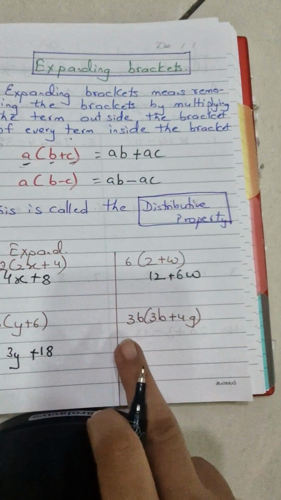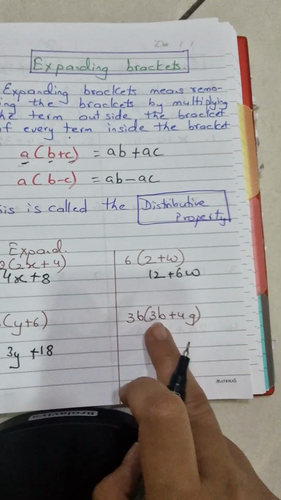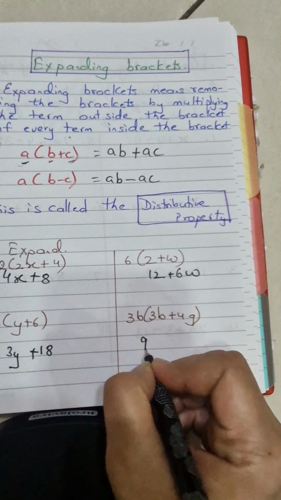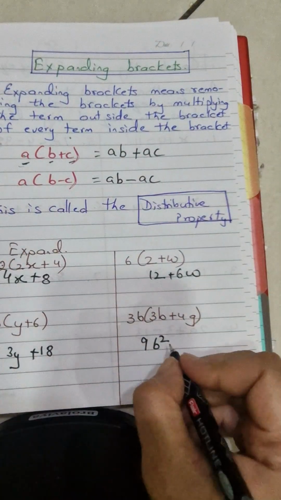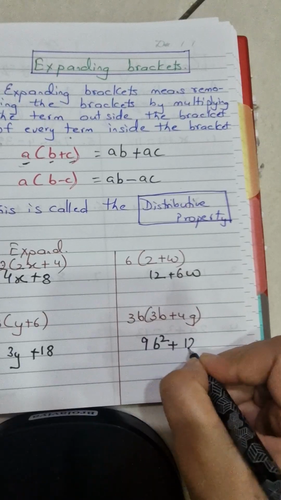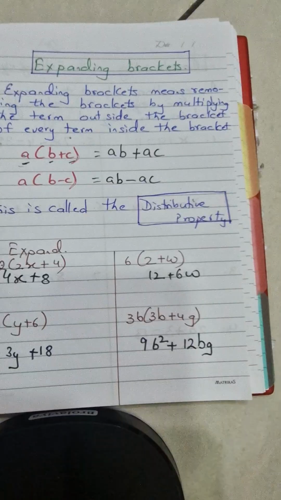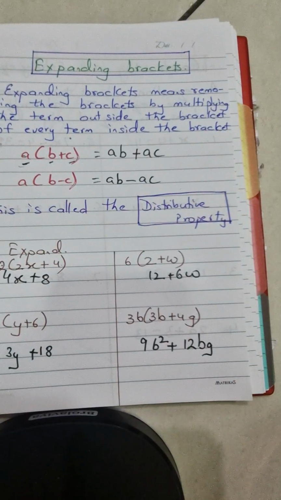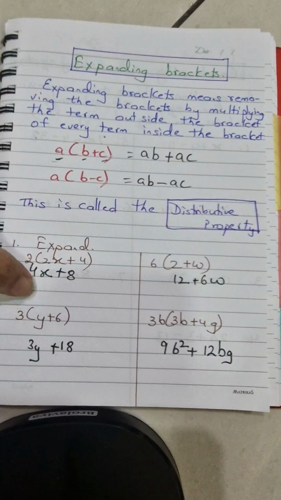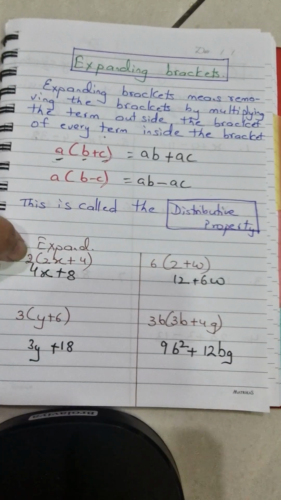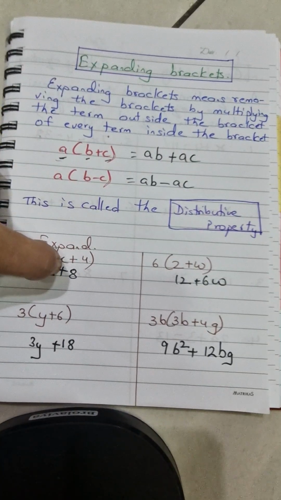Now outside we also have a number and a variable, so the variable also multiplies. 3b times b plus 4g: 3b times b gives you 3b square, since b times b becomes b square, plus 3 times 4 gives you 12. There is no b, so just write b and g: 12bg. If there is any negative sign here, then you will bring the negative sign also here. And when negative and positive come together, the final sign will also be negative.